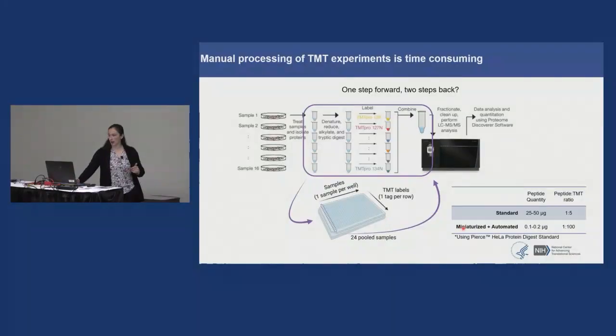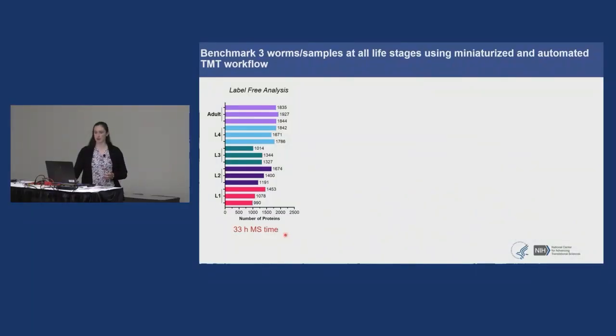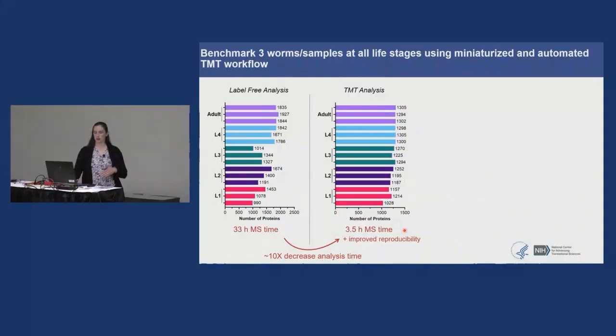So we did that optimization using commercially available HeLa protein digest, and we're now able to label down to 100 nanograms of protein using a 1:100 peptide to TMT ratio. Applying now this platform to our life stage analysis of our C. elegans, what would take us about 33 hours of mass spec acquisition time only took 3.5 hours of mass spec time, and we see an overall improved reproducibility as well.